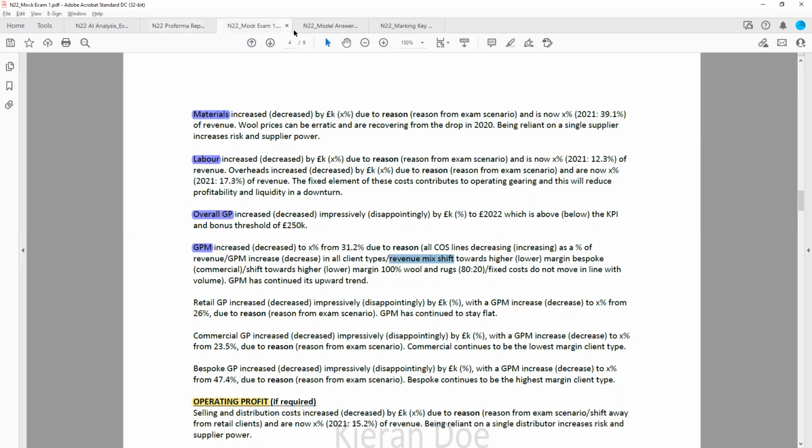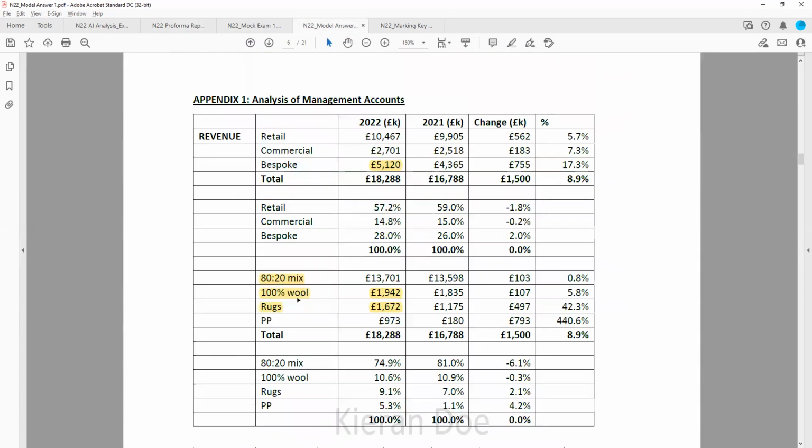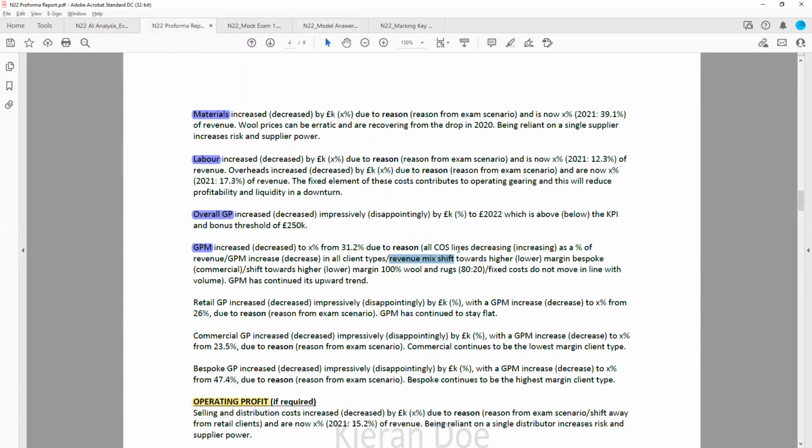And you could also look at the mix by product type as well, because we know that 100% wool and rugs are higher margin and higher markup. So again, if revenue mix has moved towards these two, which actually it hasn't for wool, but it has for rugs, and overall revenue has moved towards these two higher margin products, then that would of course cause a gross profit increase as well. So you look at the impact revenue mix has had by client type, but also by product as well.